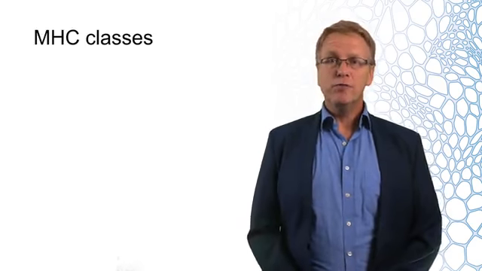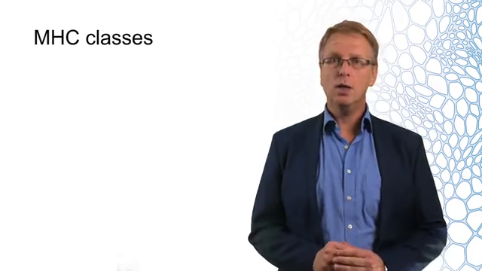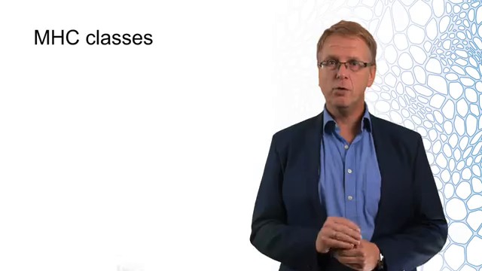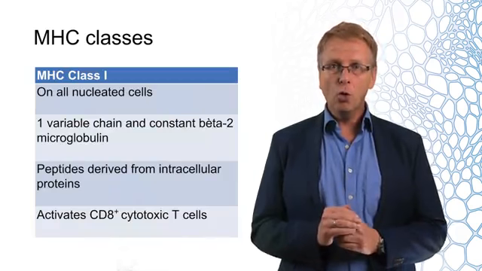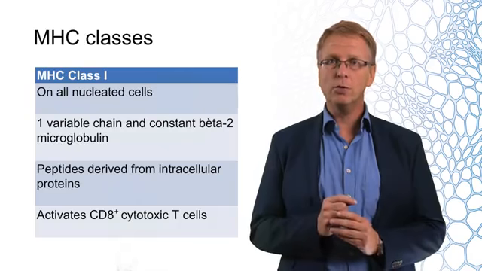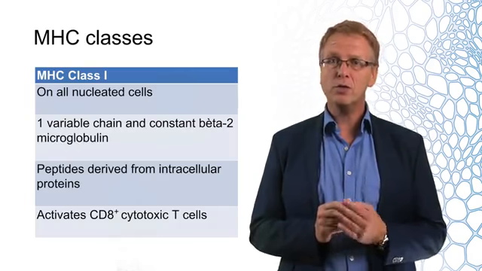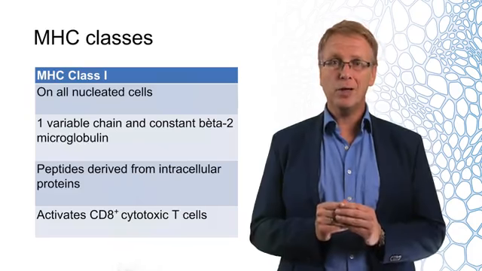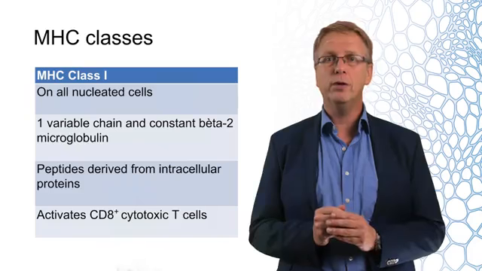As you could see in the previous image, MHC molecules exist in two different forms, MHC class I and MHC class II. Although these molecules have similarities, there are several fundamental differences. MHC class I is expressed on all nucleated cells, consists of one variable chain together with the constant beta-2 microglobulin, and it presents peptides derived from intracellular proteins. These peptides have to be short, typically 9 amino acids, and the complex activates CD8 positive cytotoxic T cells.